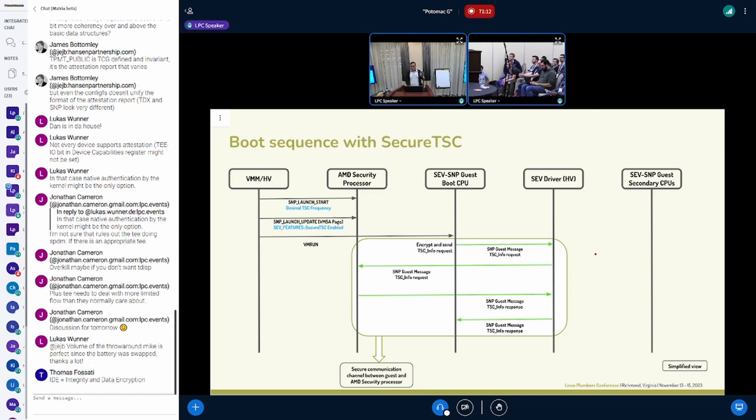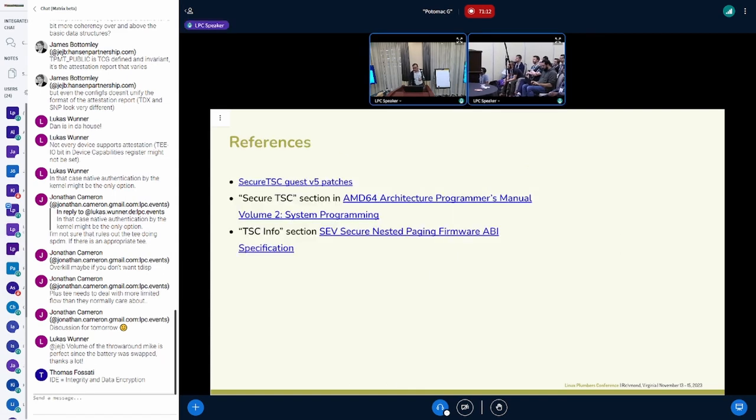So the message basically goes from the guest via the hypervisor, and the hypervisor relays that to the AMD security processor. That is the TSC info request message. Once that reaches the AMD security processor, it fills in the TSC offset and the TSC scale, which comes back, and the guest decrypts that. That is basically programmed into the secondary CPU's VMSA, and that's how it starts the auxiliary processor with the offset values and the scaling value. Yeah, so I think that's about it.